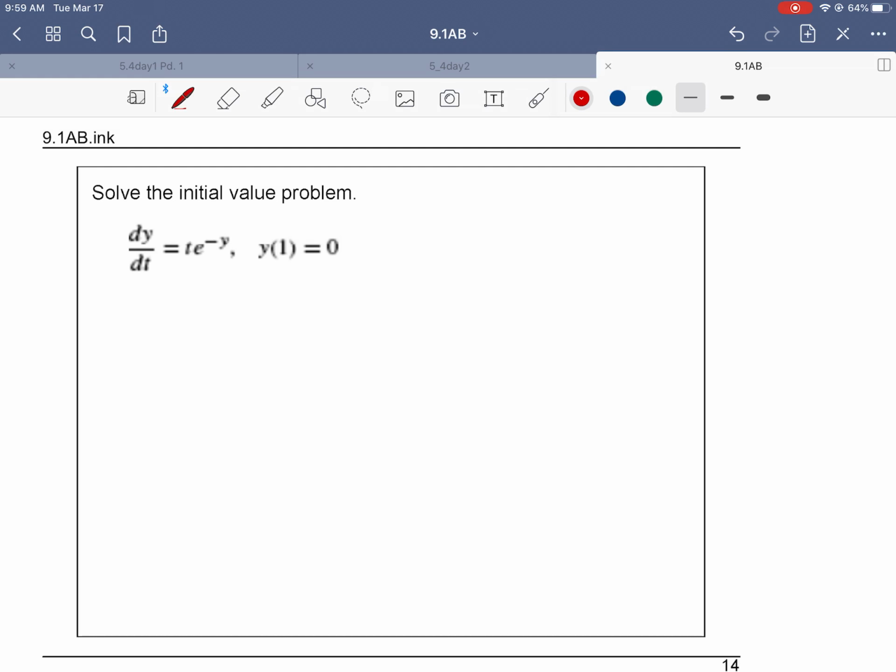Okay, 2 more examples in these notes. And then I highly recommend doing practice problems.